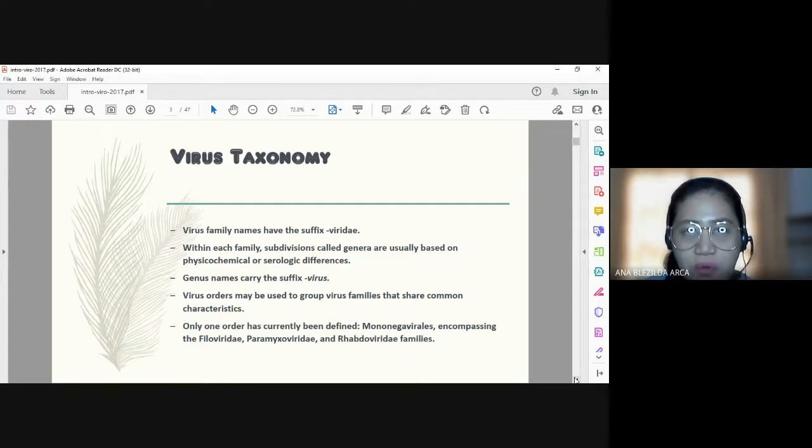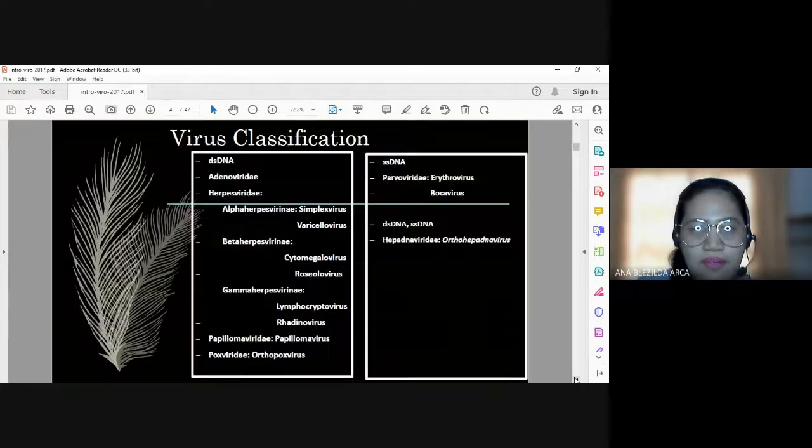So kapag meron ka daw grupo ng mga pamilya ng viruses that are very common, ang tawag mo doon is order na ang classification noon. And then, you have an example is the Mononegavirales. Kapag -virales, ang suffix, you refer to the order of a virus. So Mononegavirales, it comprises of Filoviridae, Paramyxoviridae, and Rhabdoviridae families. So, these are the different examples of viruses under the classification.